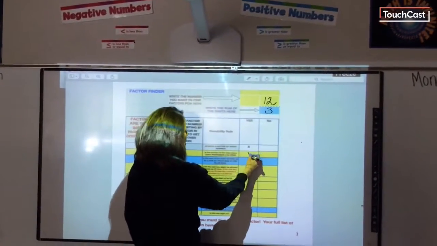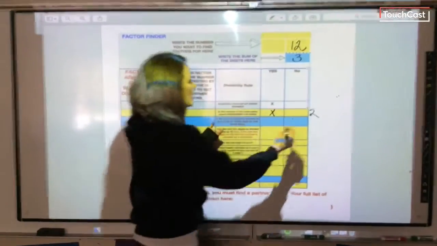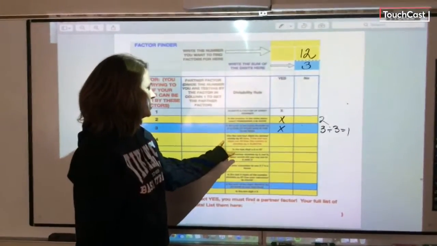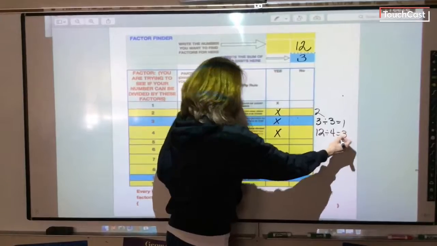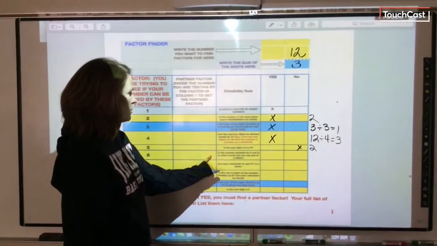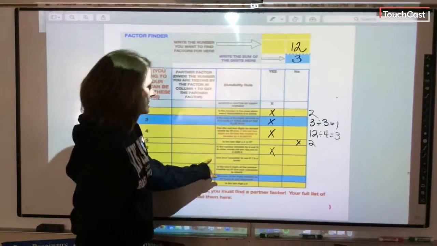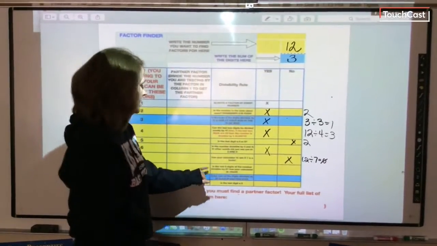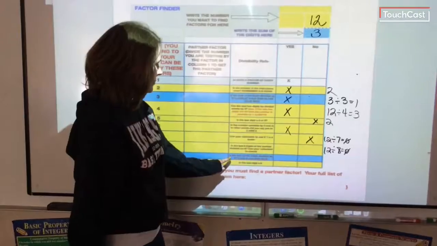Is the number even? Yes. Is the sum of the digits divisible by 3? Yes. 4, can the last two digits be divided evenly by 4? Yes, we know 4 goes into 12 3 times. Is the last digit a 0? No. Is the number divisible by 2 and 3? And we go back up here, yes, yes, so that's going to be yes here. 7, use your calculator. Again, this is a basic math fact, so we know it doesn't go into 7. The same with 8. That says the last 3 digits, but we only have 2 digits.